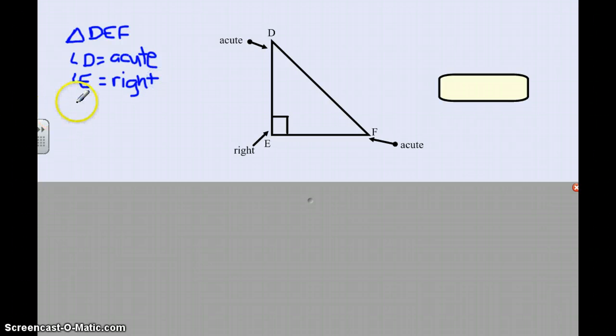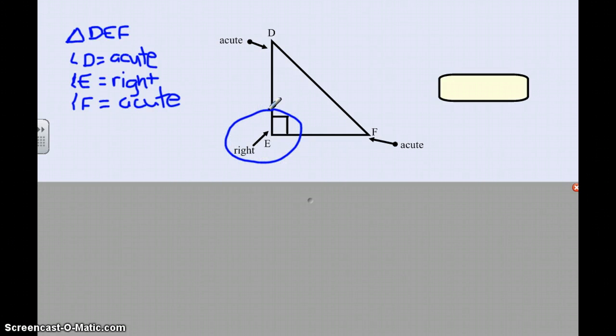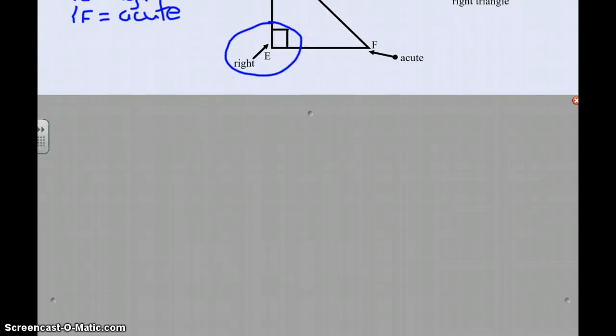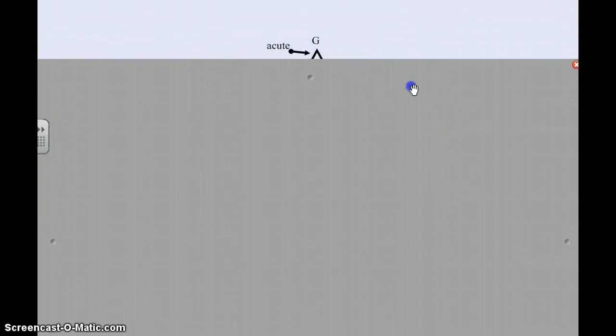And our last angle in this triangle is angle F. And if you look at it, it's a cute little baby angle. It's less than 90 degrees. So we have at least 2 acute angles in this triangle. D and F are acute angles. And then we're left with angle E, which is a right angle. So we would classify this triangle as a right triangle because this third angle here is a right angle. All right, let's take a look at one more example and then we'll do a little review.